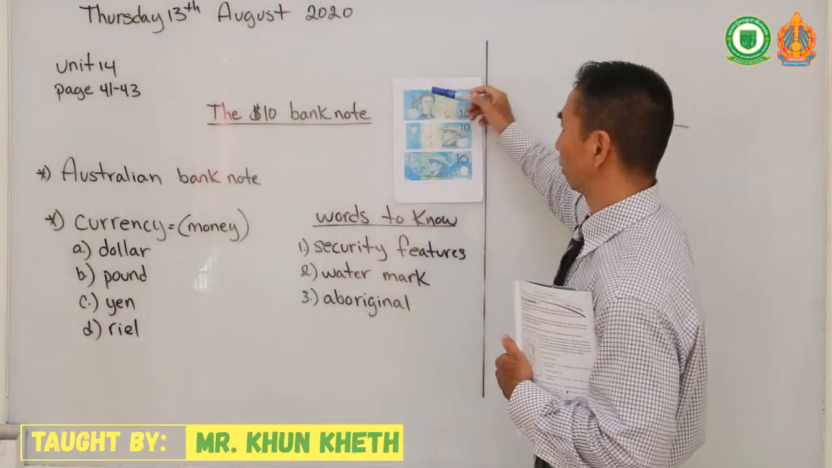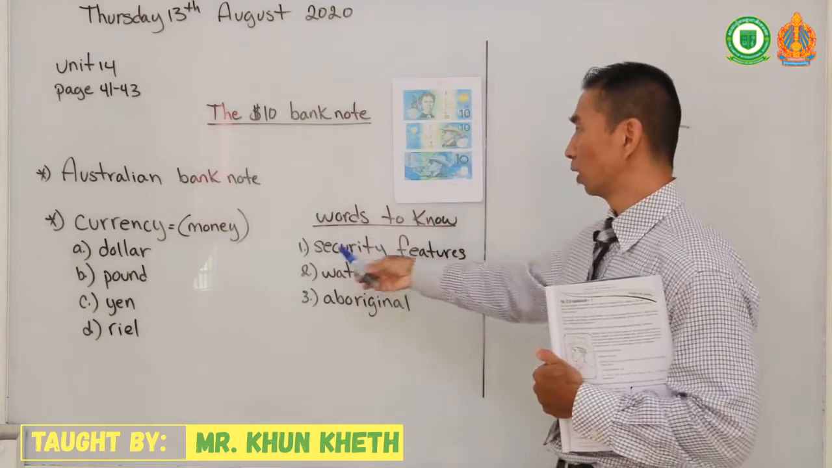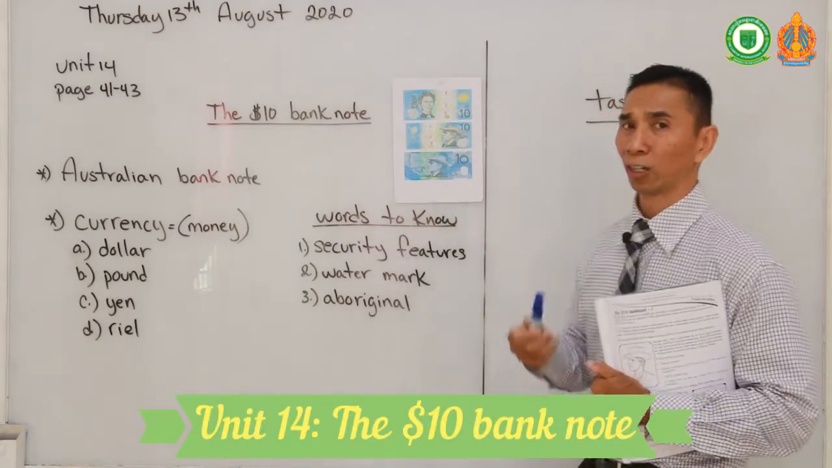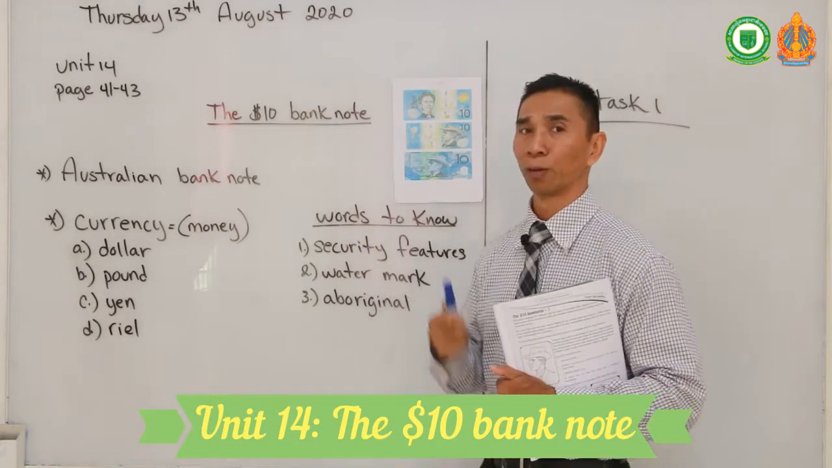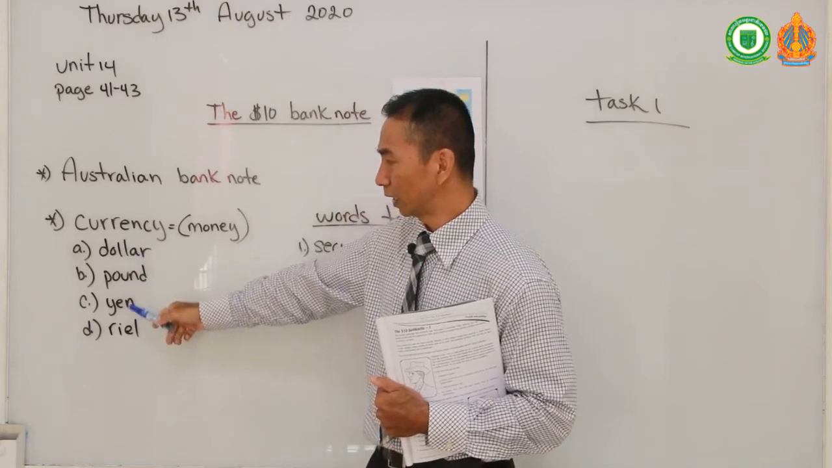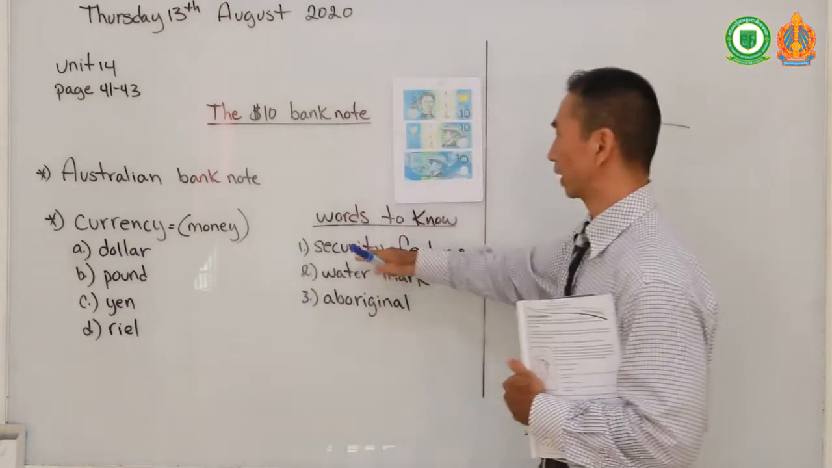Okay, for now we are talking about the dollars. What are the security features of the dollars? And why are security features important for money? For all this money, the dollar, the pound, the yen, and the real, we all have security features.